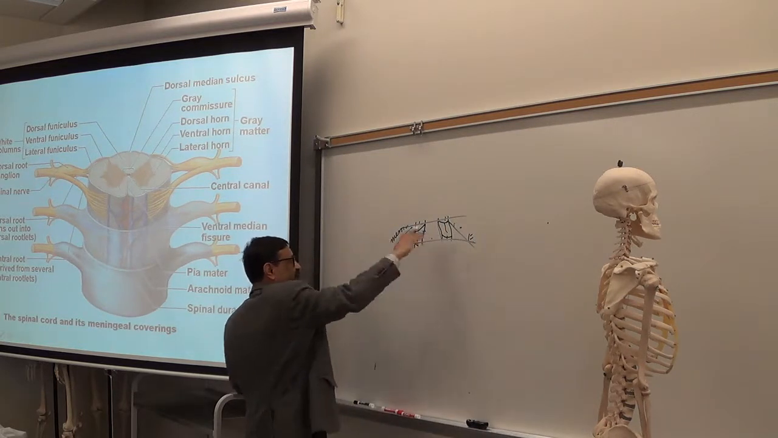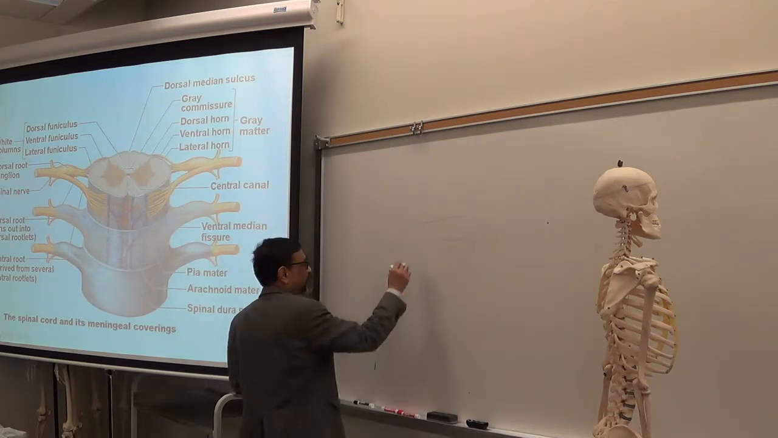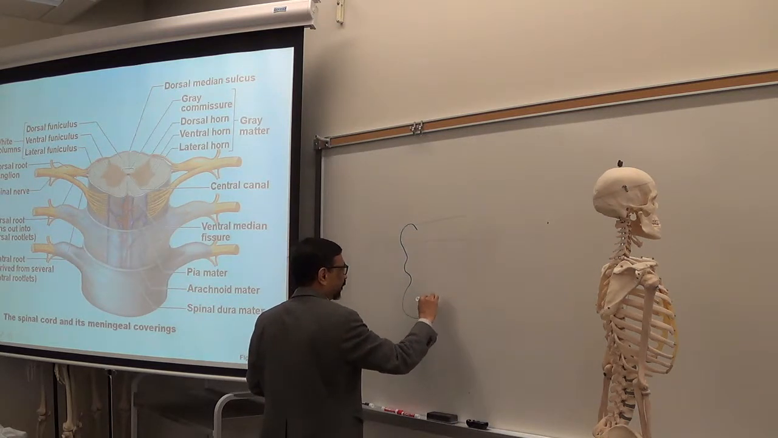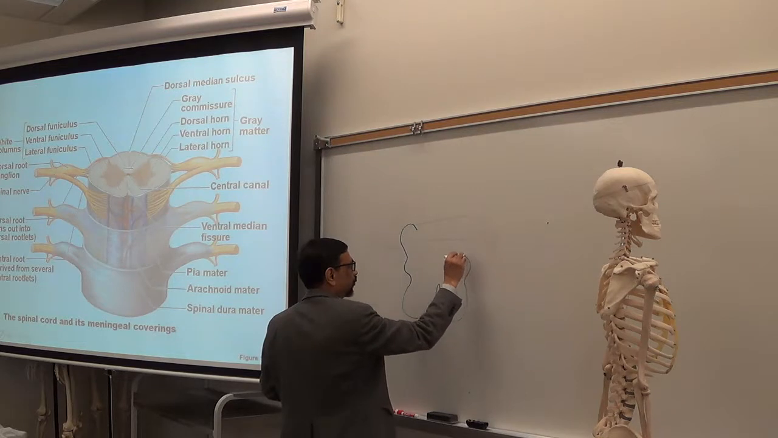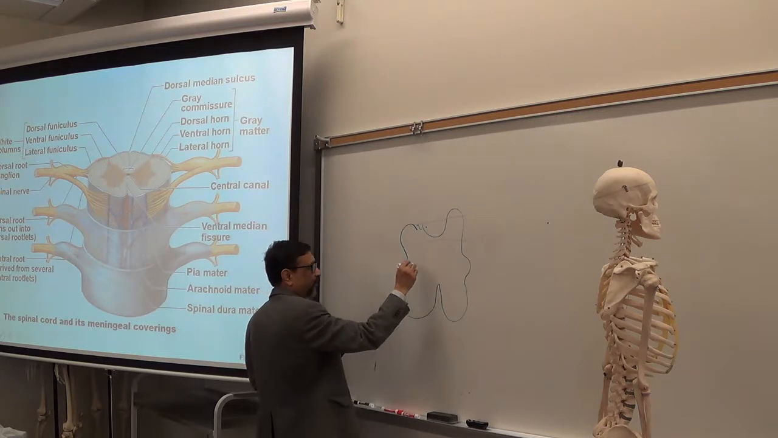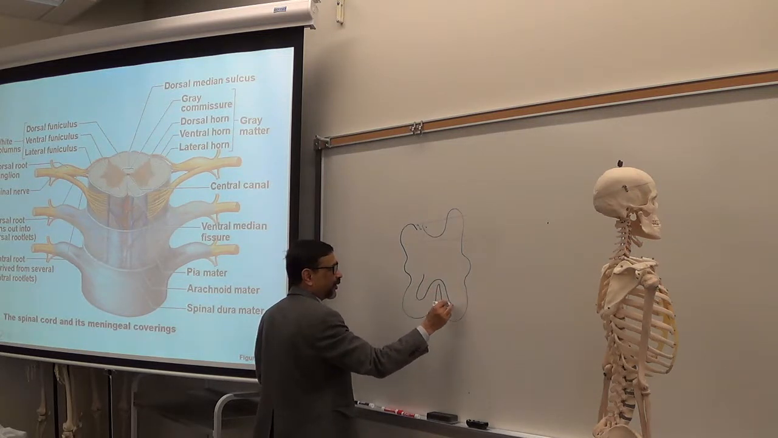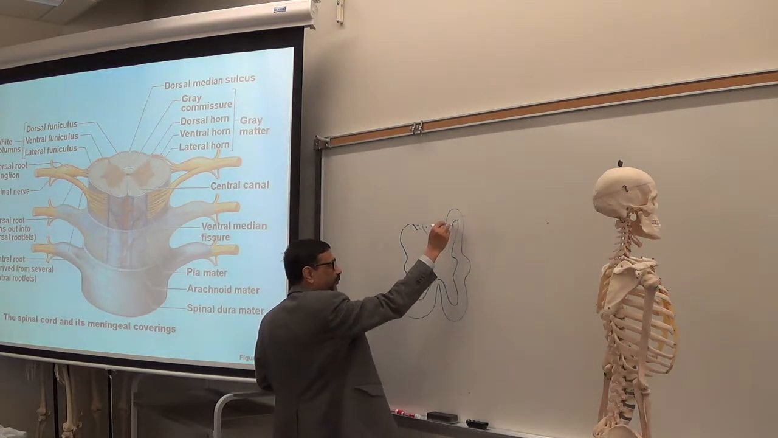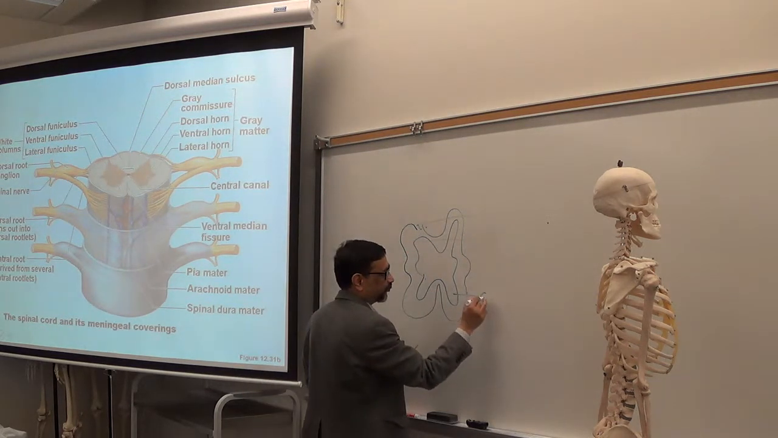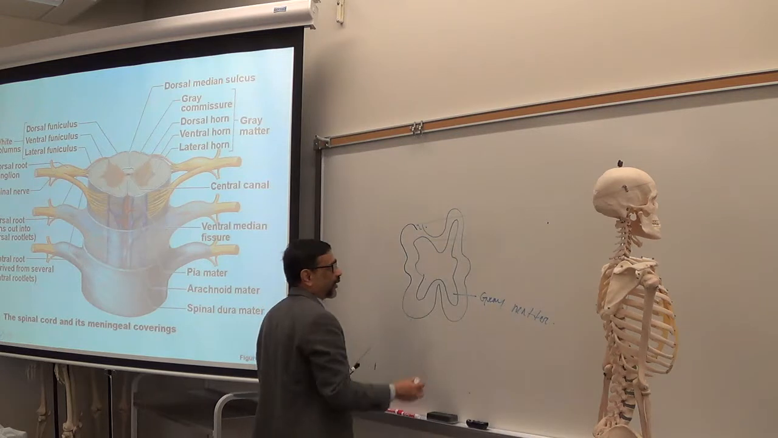So if I just make a slice of the spinal cord and see, okay, so this is the section of the spinal cord, and you already know that inside the spinal cord you have the gray matter, right, and white matter. So this is the gray matter, and this is the white matter.